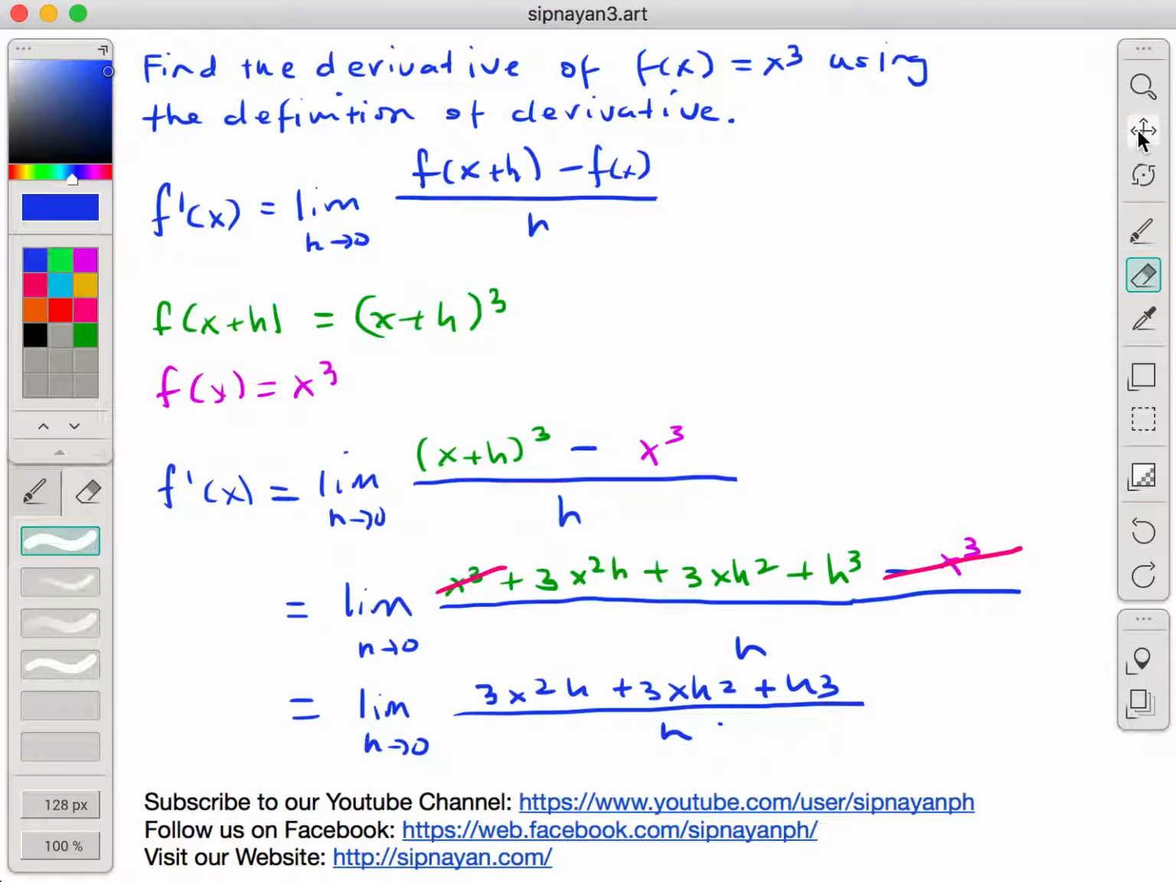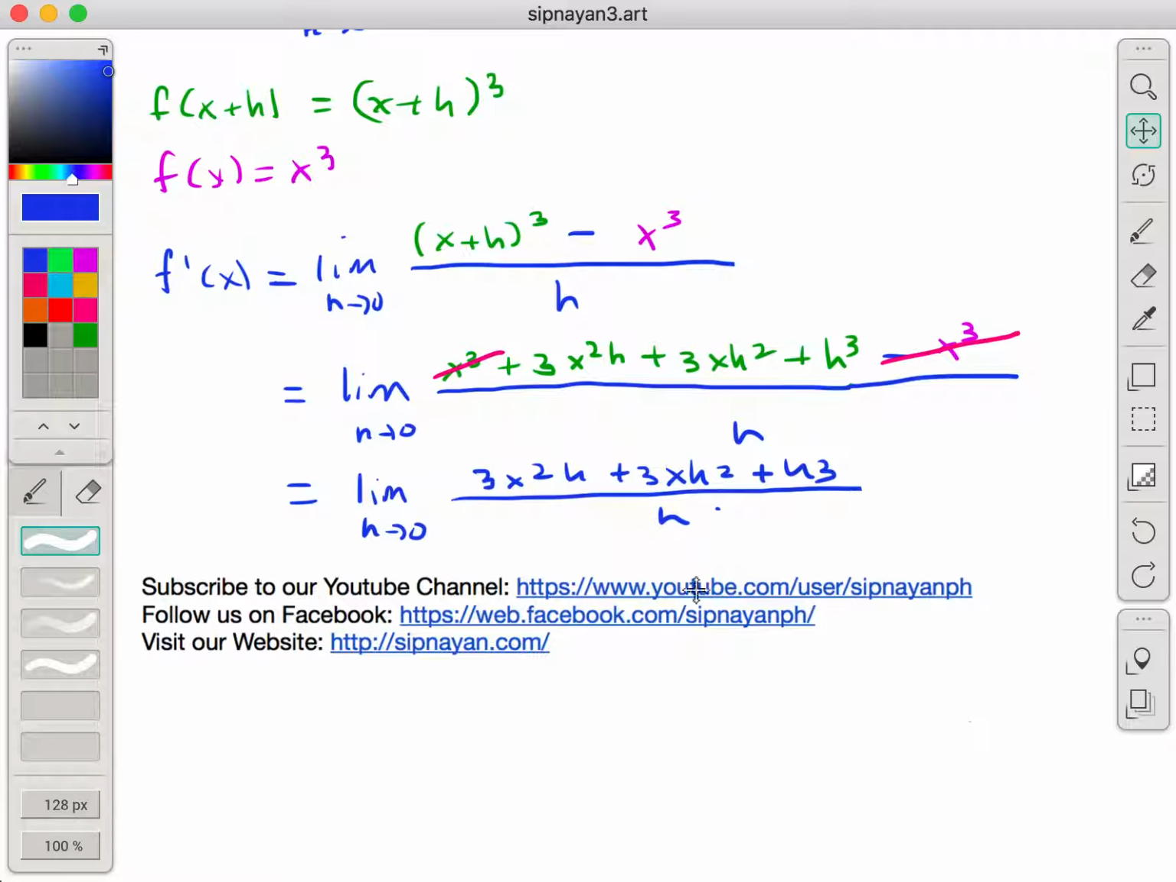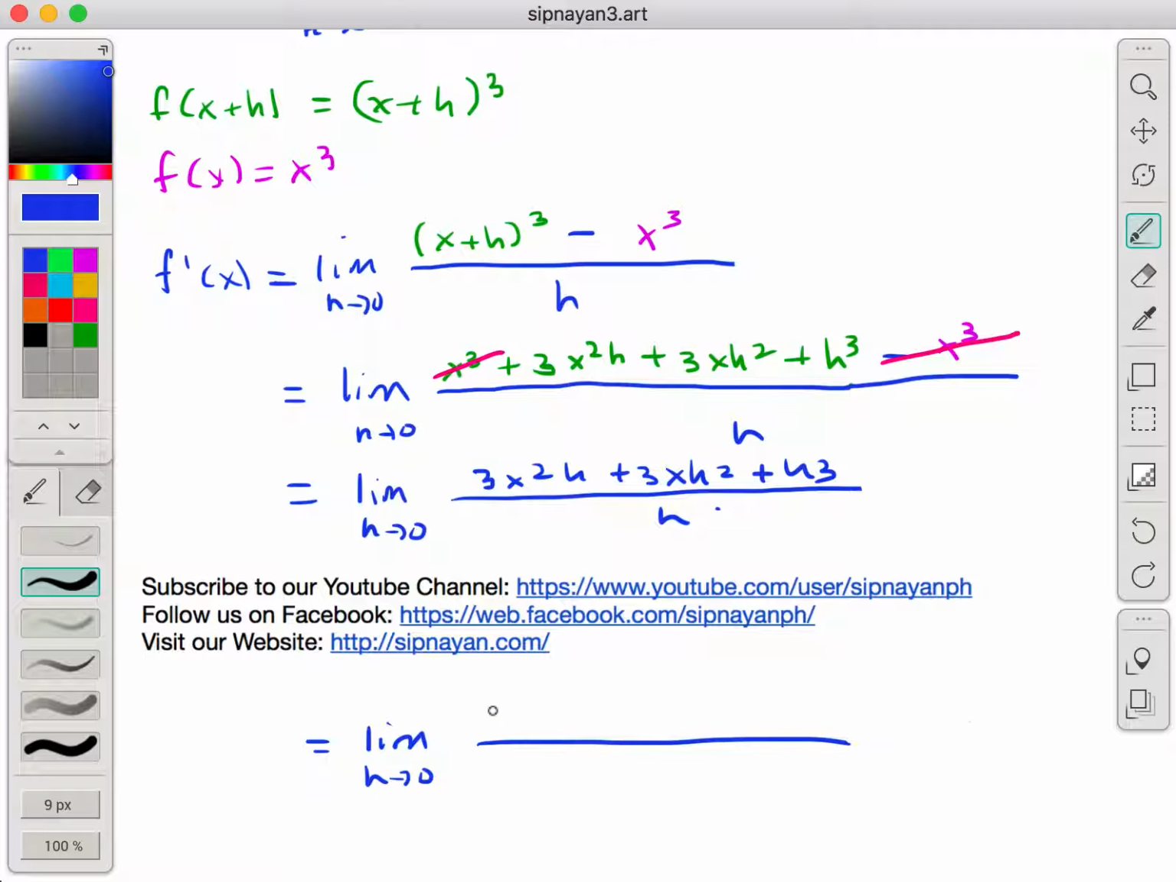Ano pwede natin gawin para ma-simplify yan? We can factor out, no? Meron tayong h, meron tayong h, meron tayong h. So, we can factor out the limit as h approaches 0 of h. So, tanggalin natin yung isang h dito. 3x squared na lang matitira. Plus, this is 3x h squared, meaning, pag tinanggal natin yung h, finactor out natin, meron pa tayong matitirang h dito. So, this is h.